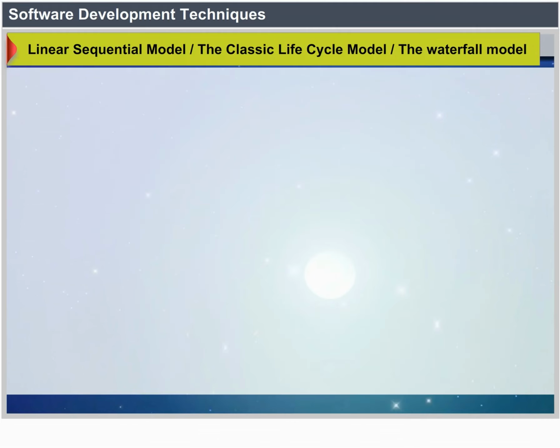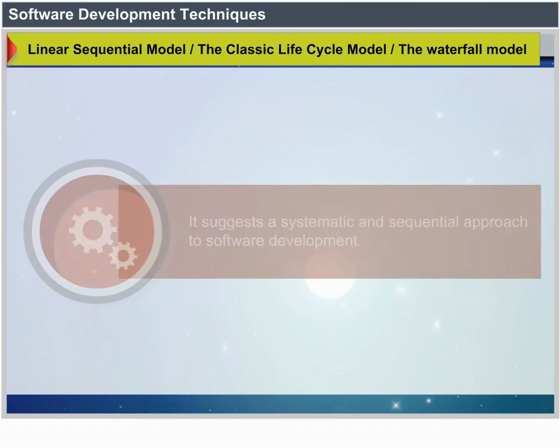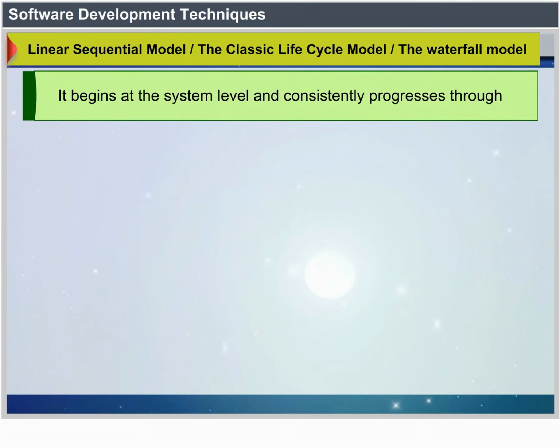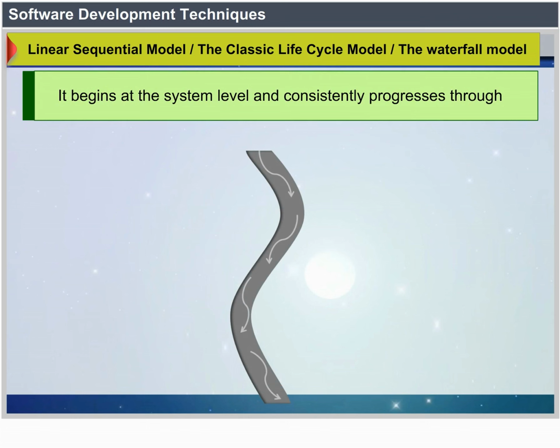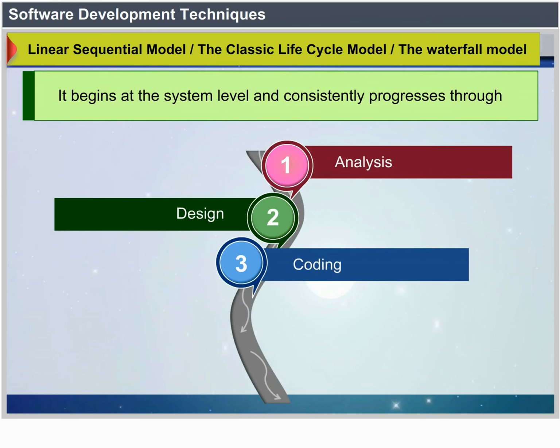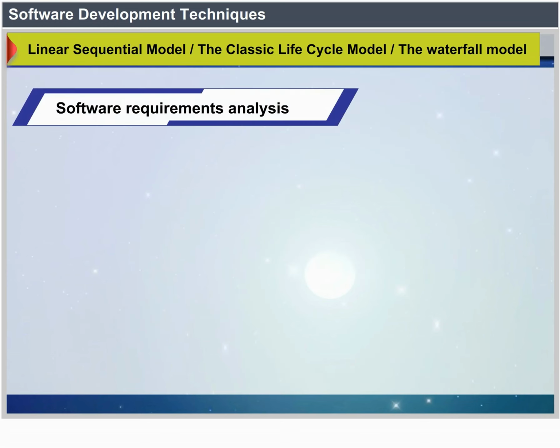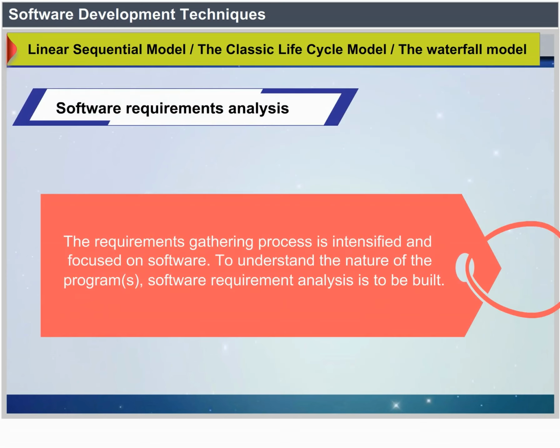Linear sequential model, the classic lifecycle model, or the waterfall model. It suggests a systematic sequential approach to software development. It begins at the system level and progresses through analysis, design, coding, testing, and support. Software requirement analysis. The requirements gathering process is intensified and focused on software to understand the nature of the programs to be built.